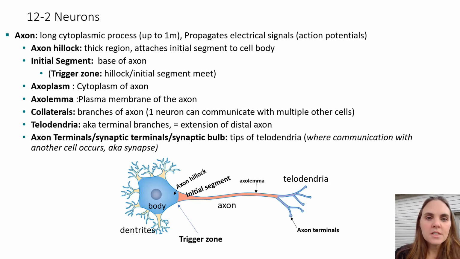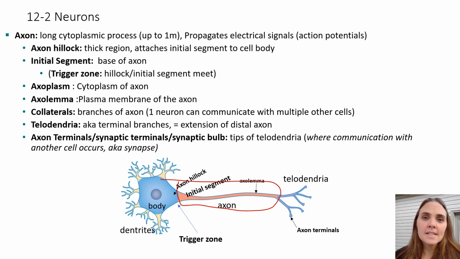So coming off the cell body, we have what's called the axon. That axon is a single long cytoplasmic process, sometimes up to 1 meter in length, and it's going to be responsible for propagating or carrying along electrical signals, which are called action potentials.